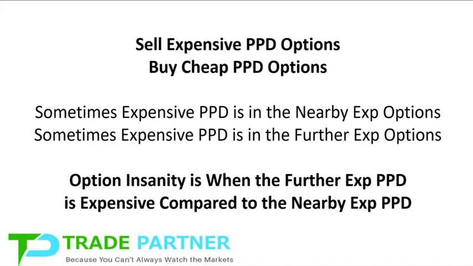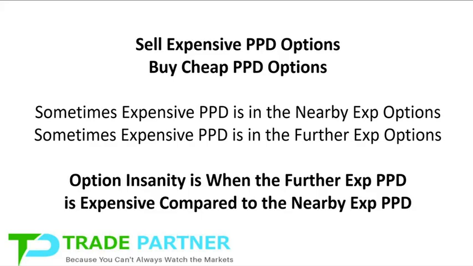But option insanity, again, is when the further expiration PPD is expensive compared to the nearby PPD expiration. When that does not exist, there is no trade. It's as simple as that. You don't even need to look for an option insanity trade. And I'm going to give you the telltale signs. Like I said, we're going to talk about finding the trades. And there's a telltale sign, a very easy sign that you'll be able to look at and say, okay, yeah, this is a good time. There might be some option insanity opportunities.